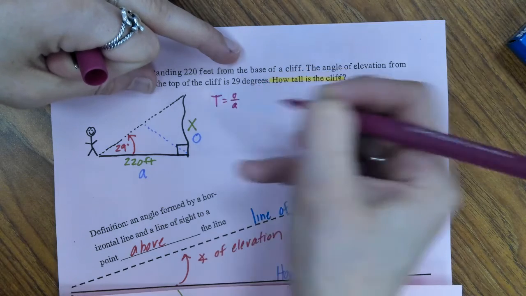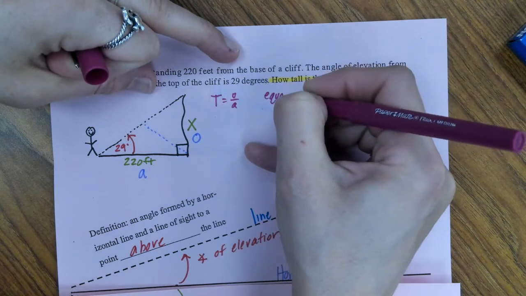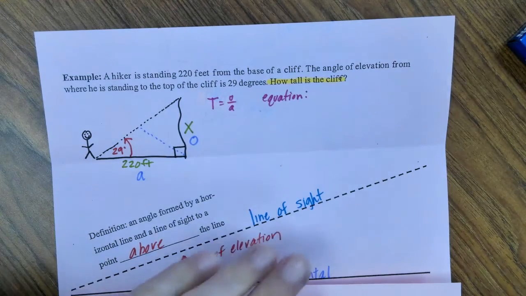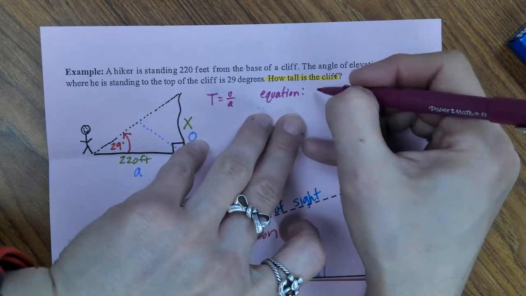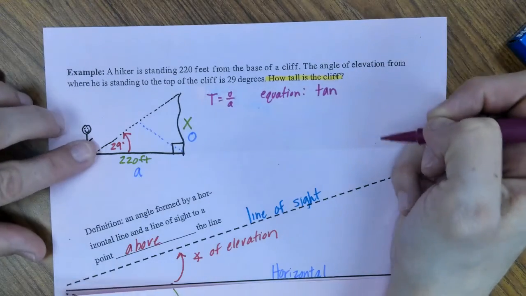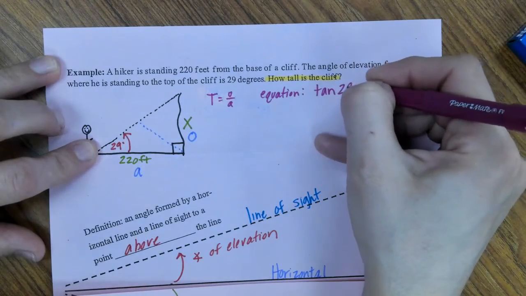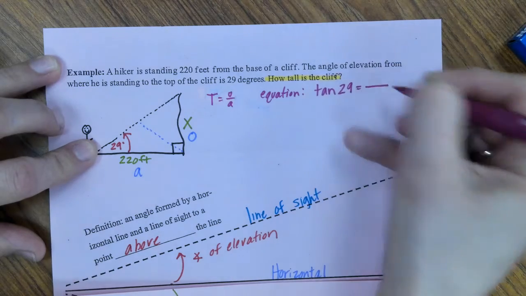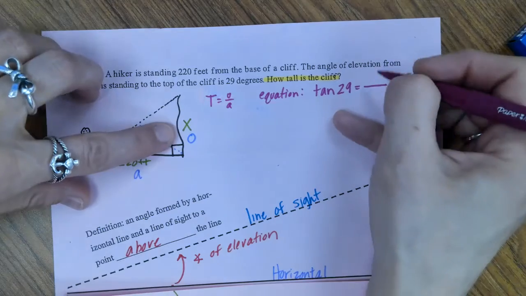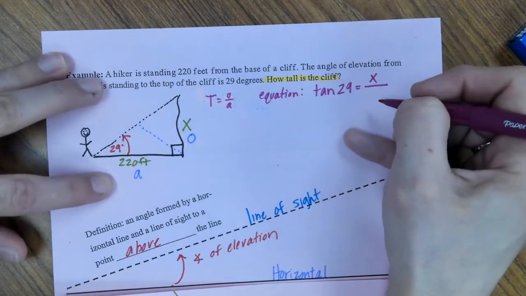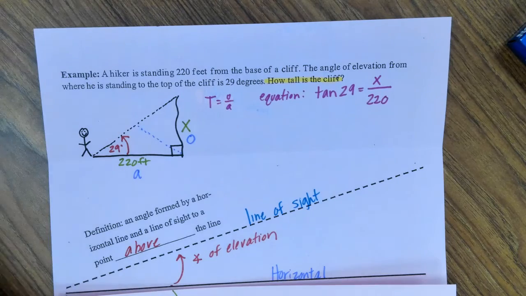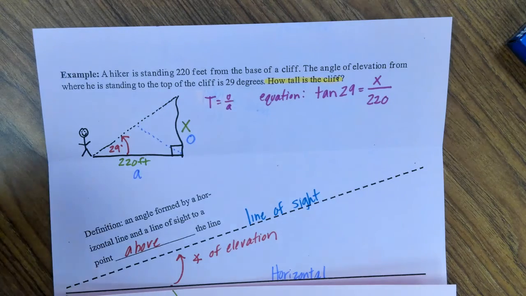tangent. Okay, so the equation that we're going to write, which we should be really good at now, starts with our function, which is tangent, so tan, followed by our reference angle, 29, is equal to the ratio of our opposite over our adjacent, so we have the opposite x over our adjacent of 220. We go through this pretty quickly because we've been doing this for quite some time now.